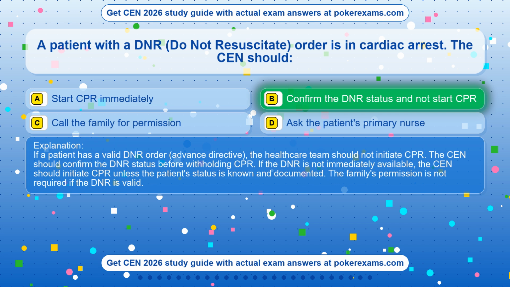If a patient has a valid DNR order, advance directive, the healthcare team should not initiate CPR. The CEN should confirm the DNR status before withholding CPR. If the DNR is not immediately available, the CEN should initiate CPR unless the patient's status is known and documented. The family's permission is not required if the DNR is valid.